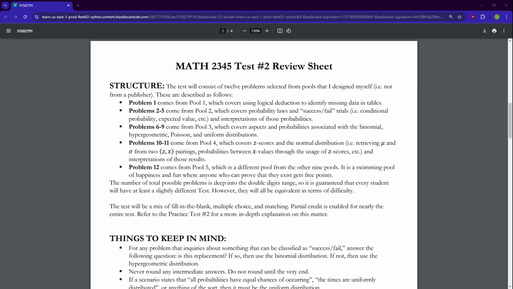instead of full credit. 6 through 9, for question 6, you're going to have a matching where you have 4 scenarios and your 4 answer choices. Your 4 answer choices will be these 4 distributions: binomial, hypergeometric, Poisson, and uniform. You will be able to pick one distribution for multiple scenarios, although I promise you that will not be the case for the correct answers. Each distribution will correspond to a correct scenario.